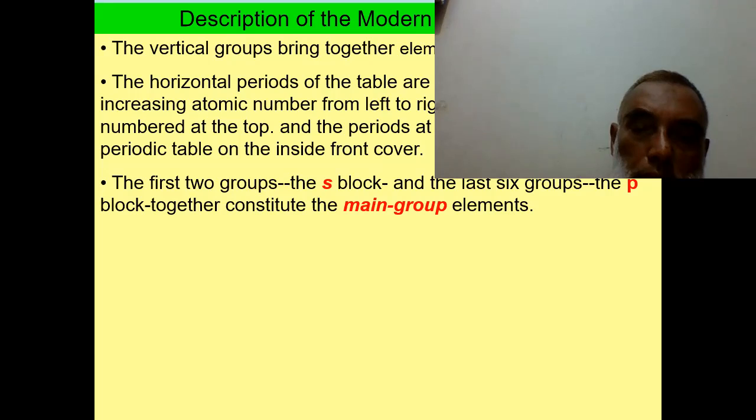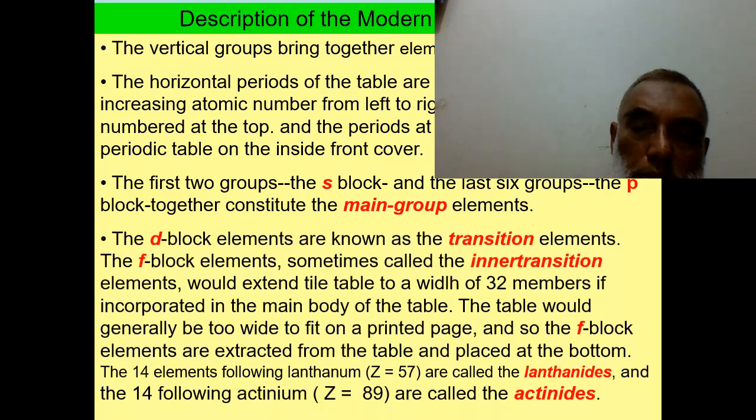S block elements and p block elements are the main group elements. They are known as representative elements. D block elements are known as transition elements. F block elements are known as inner transition elements. F block elements are from Z equals 57 and above. These are known as lanthanides, and from Z, that is atomic number 89 and above, these are called actinides.